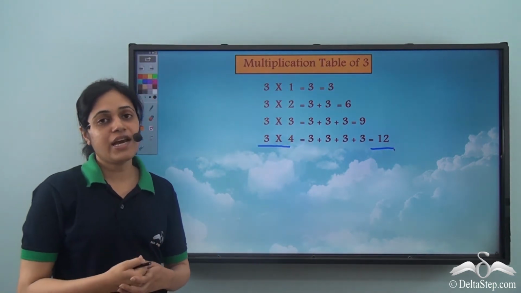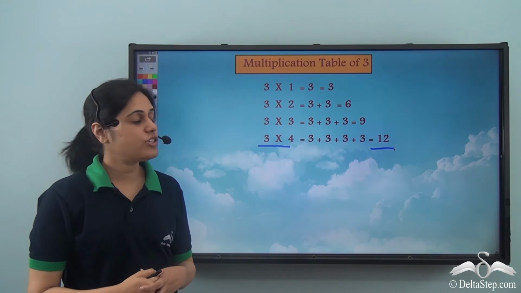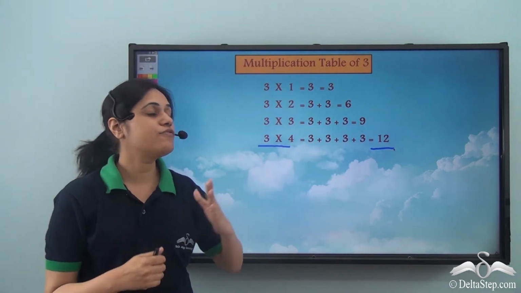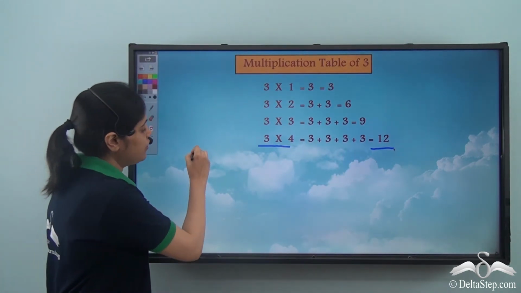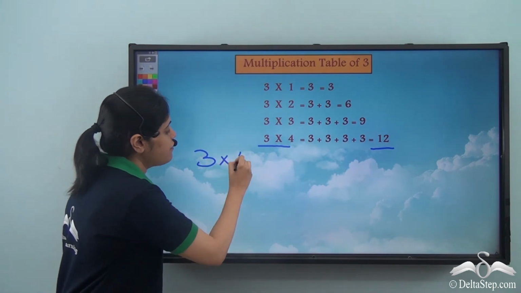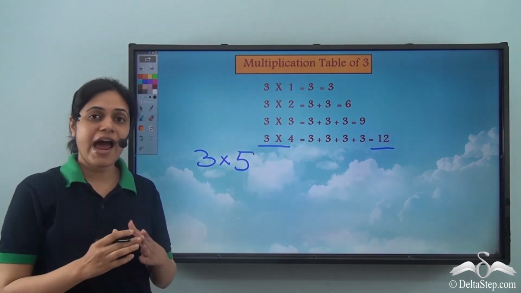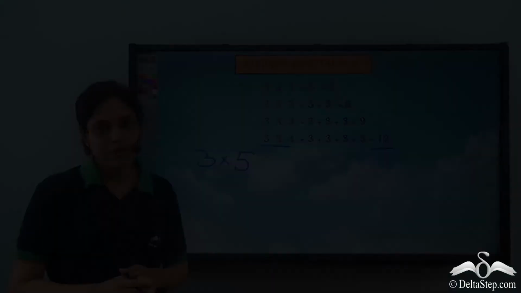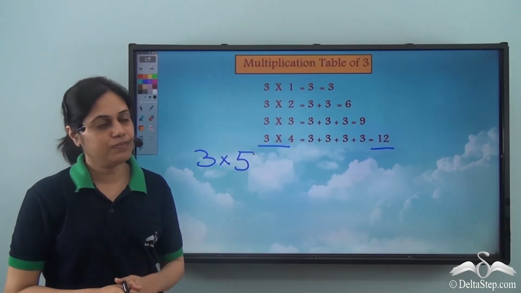Now it's already getting very tedious. So it involves adding 3 4 times. So 3 into 5 will involve adding 3 5 times. Can we make it even simpler?